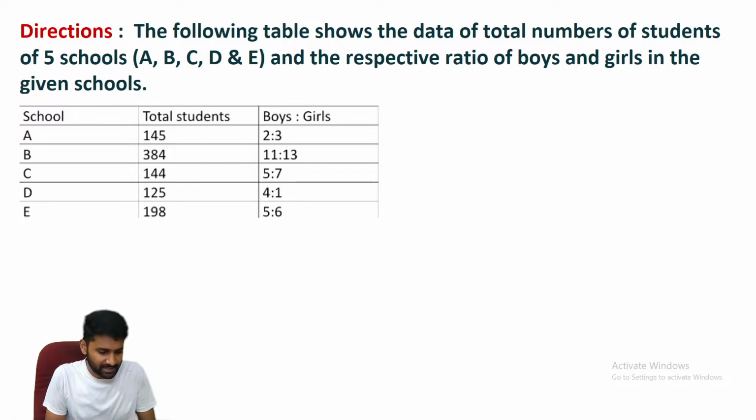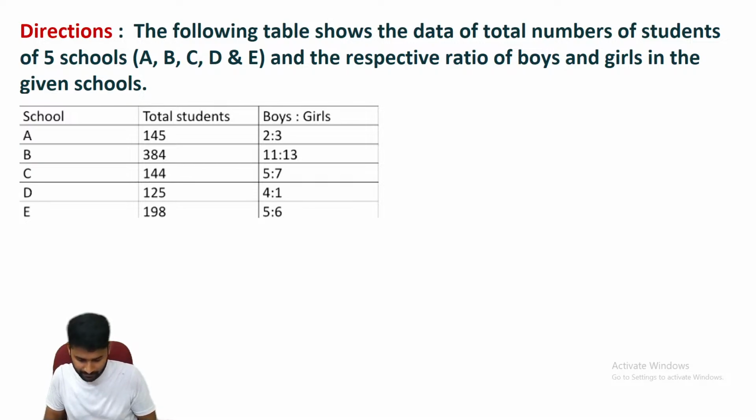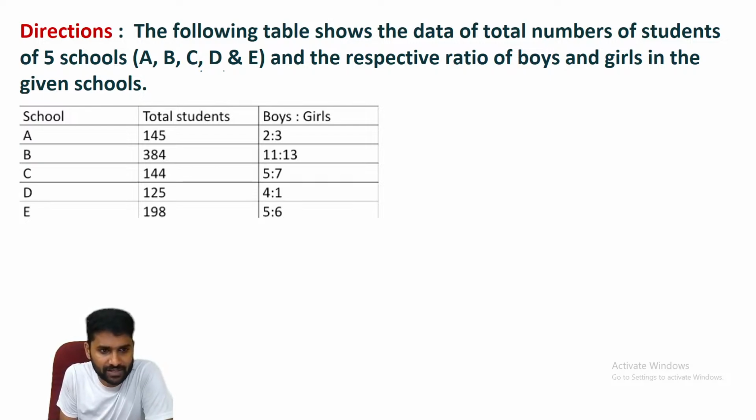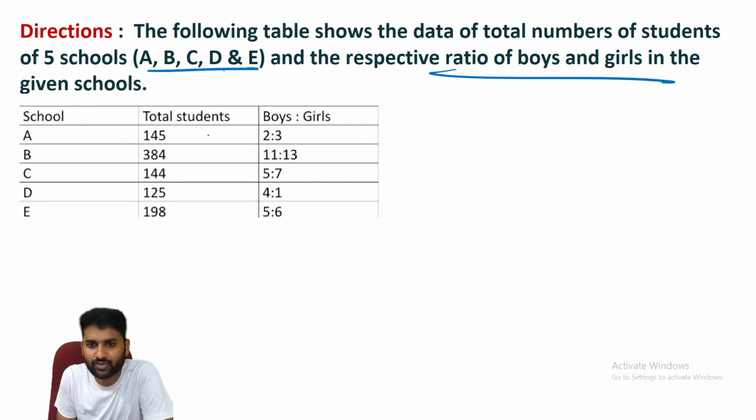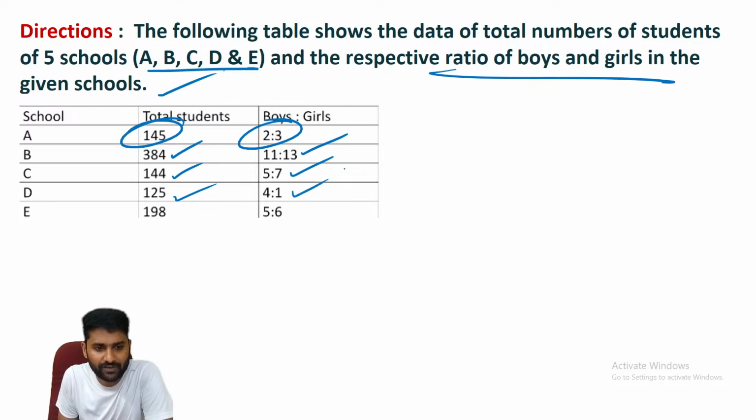Now let's see this data interpretation question. The following table shows the data of the total number of students of high schools A, B, C, D and E, and the respective ratios of boys and girls are given. School A: total students and boys to girls ratio is 2 to 3. B: 384, ratio 11 to 13. C: 144, ratio 5 to 7. D: 125, ratio 4 to 1. E: 198, ratio 5 to 1.